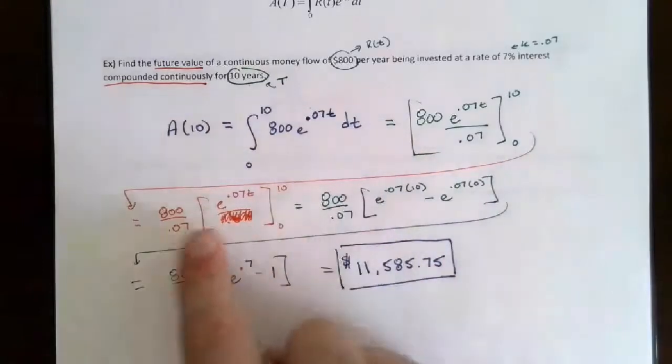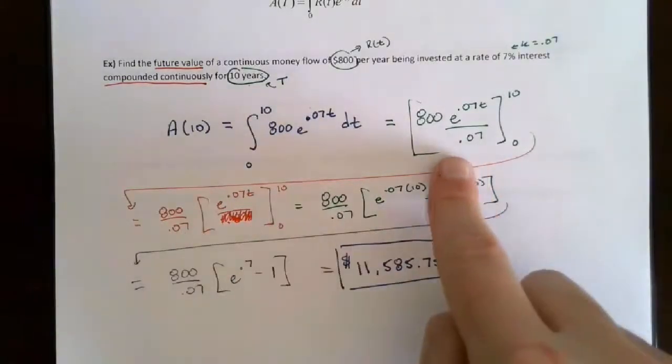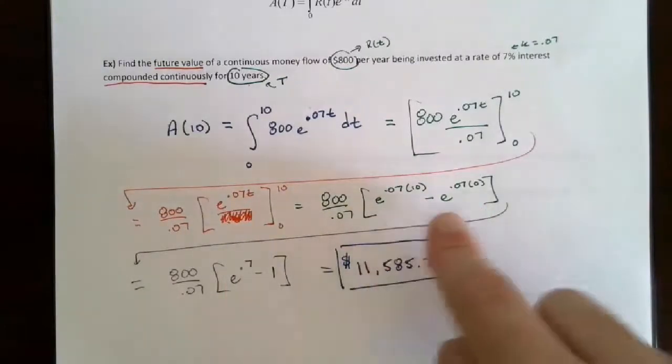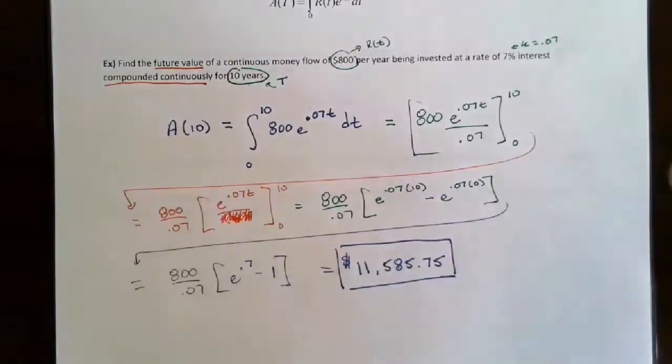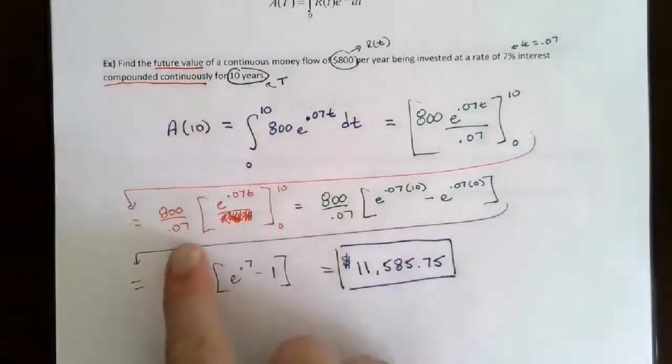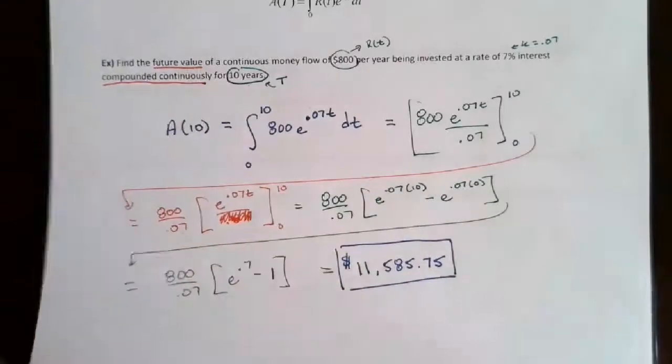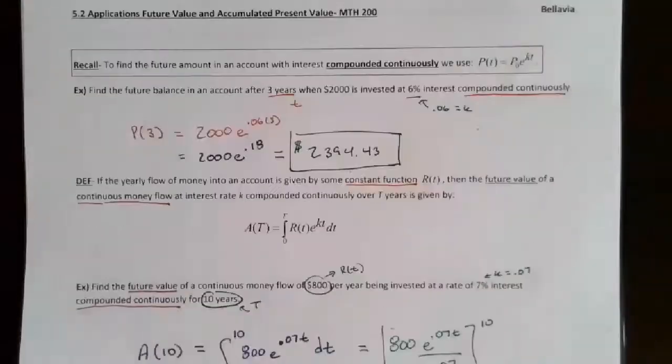Once you do this, I factored out the 0.07 from the denominator in the 800 and put it in front. You could have left it inside, but it just leads to more calculations. Remember, a constant can always be brought to the front of an integral. So we factored it out first, then evaluated by substituting in the upper limit minus the lower limit. Let's take a look at another example here.